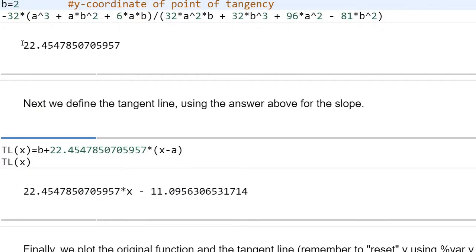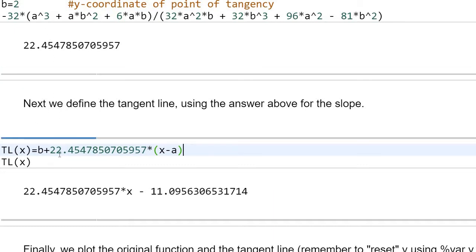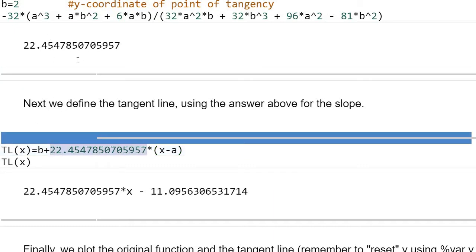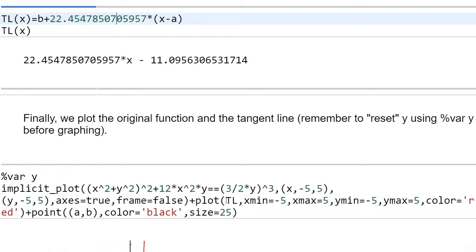Okay, so I'm going to copy and paste this number for the slope. Here it is. Remember, the tangent line is the y value, which is b. I already called it b, so I don't have to type it again. I'll just put b there. Plus the slope, which I copy and paste from here, multiplied by x minus a. So you can copy and paste this chunk for your tangent line. You've already got your a and b in there. All you need to do is replace this slope with the answer you got up here. And out comes the answer for the tangent line.